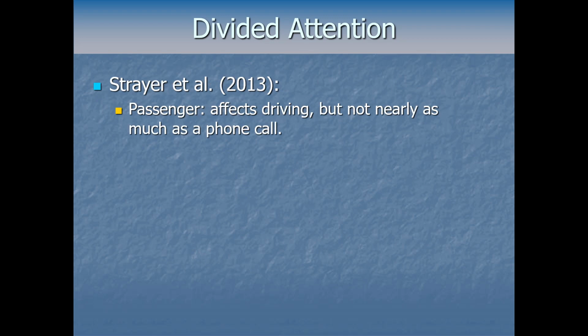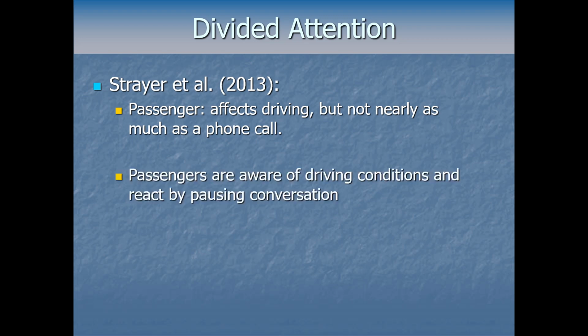Which is it? Well, sure enough, what Strayer found is that talking to a passenger can affect driving, especially if they aren't paying attention to the road, but not nearly as much as a phone call. So on average, a phone call conversation is more dangerous than talking to someone in the passenger seat. And the reason, which we can verify by recording real conversations and people driving, seems to be that passengers are aware of the driving conditions, and so they react by pausing or slowing conversation during those more complex driving situations, or potentially even warn the driver, like, stop. Someone on the phone doesn't do that because they're not aware when the driving task gets easier or harder.